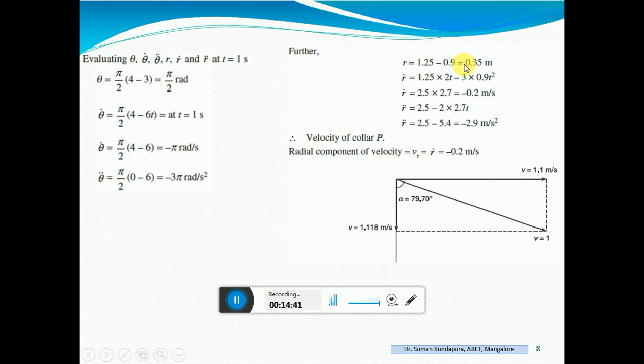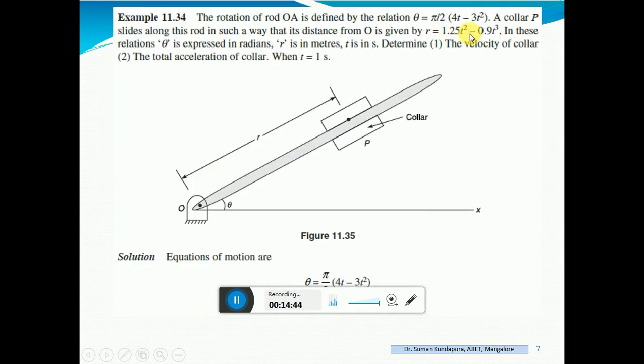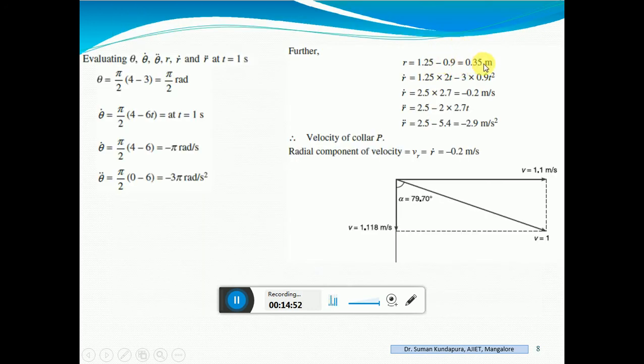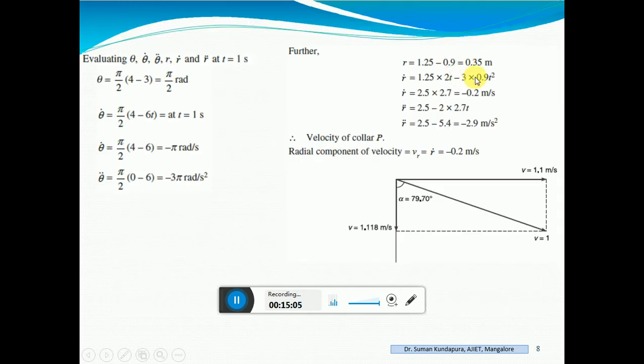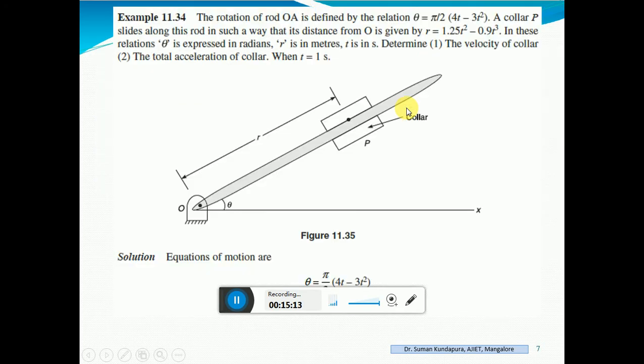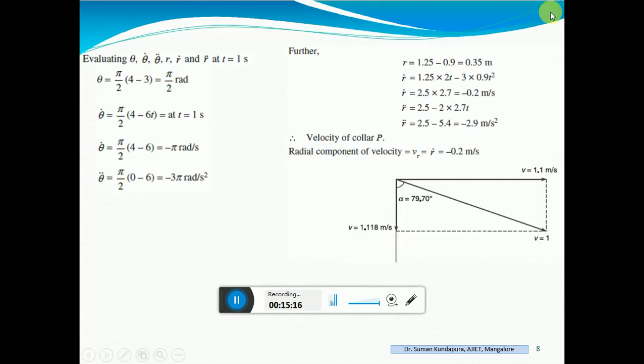In order to find out R dot, you need to go for differentiation of the basic equation. Basic equation of the R is given as 1.25 t squared minus 0.9 t cube. Substitute 1 over here, you will get R is equal to 0.35. R dot is the first differentiation, that is 1.25 into 2t minus 0.9 into 3t squared. Substitute 1 here. You will get R dot as minus 0.2 meter per second. R double dot is differentiation of this equation once more.